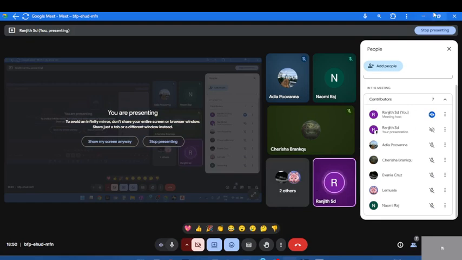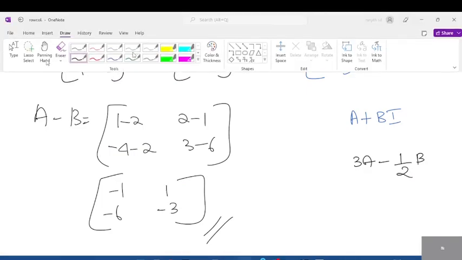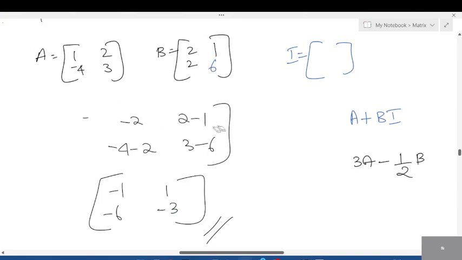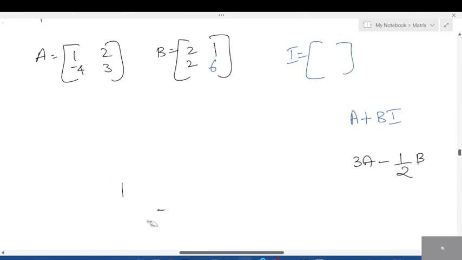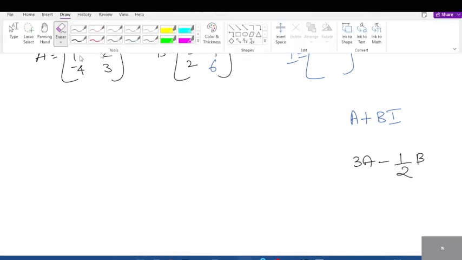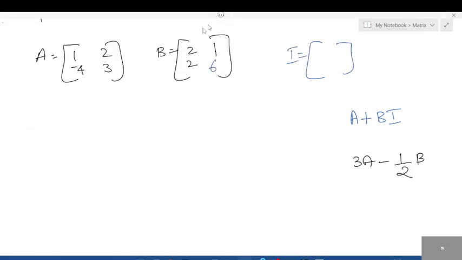Why Lemula, Ivania, you're left? Where did you leave? Lemula, tell me the next one, Lemula. A plus B into I. How do you solve A plus B into I? If you do like that, straight away you'll get 0. You don't know how to solve this question. First you add A plus B.